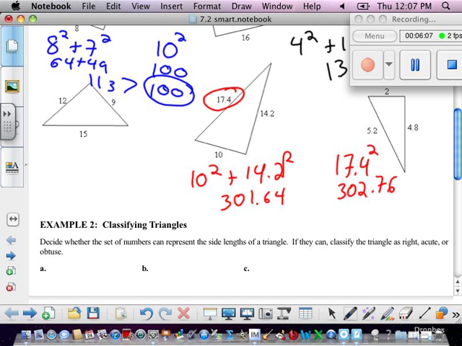So which one's bigger? 301.64 or 302.76? And the less than sign is pointed towards a squared and b squared, so it is obtuse. That's all for you, Mike.